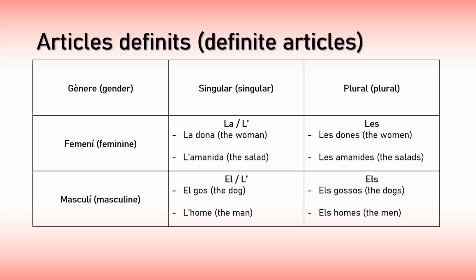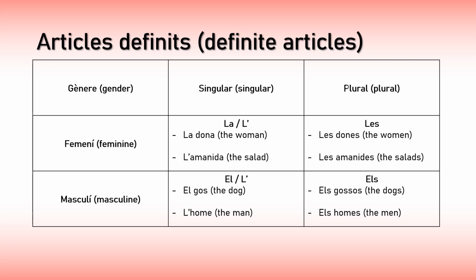So for feminine and singular words, you use la, or an L with an apostrophe. So if you want to say the woman, you say la dona. If you want to say the salad, you say la amanida. For plural, you use les dones, les amanides.